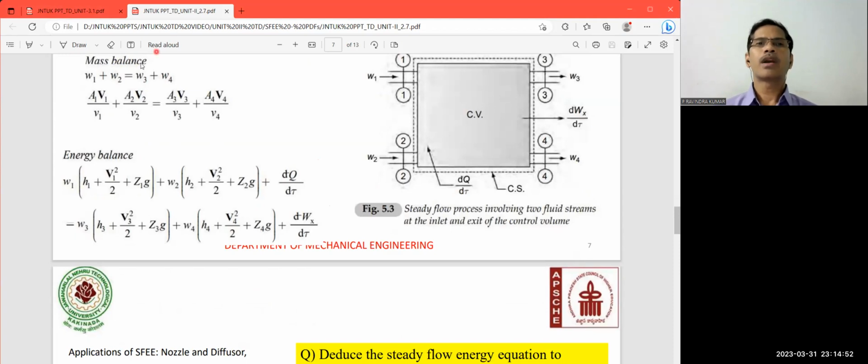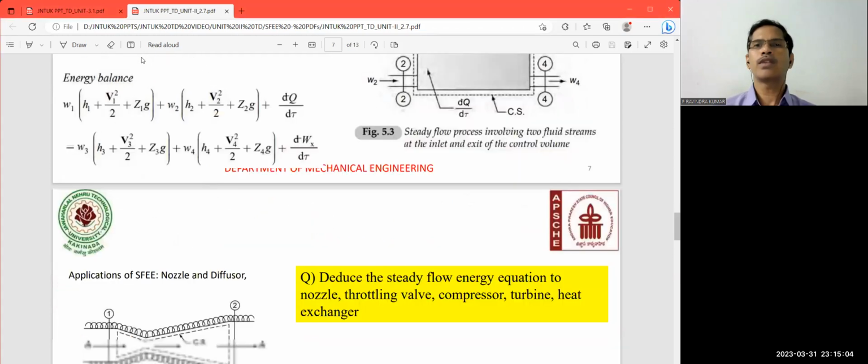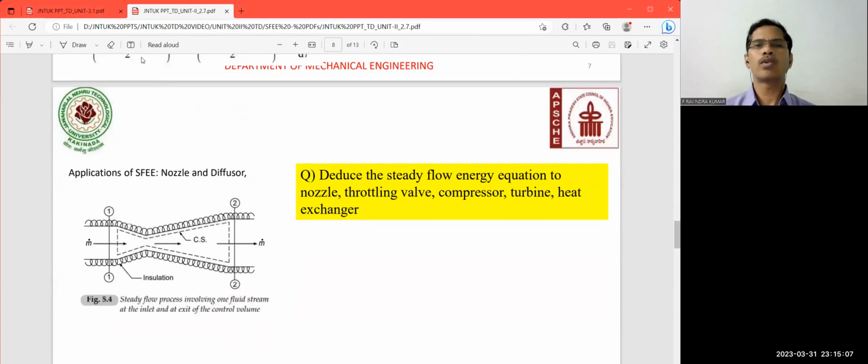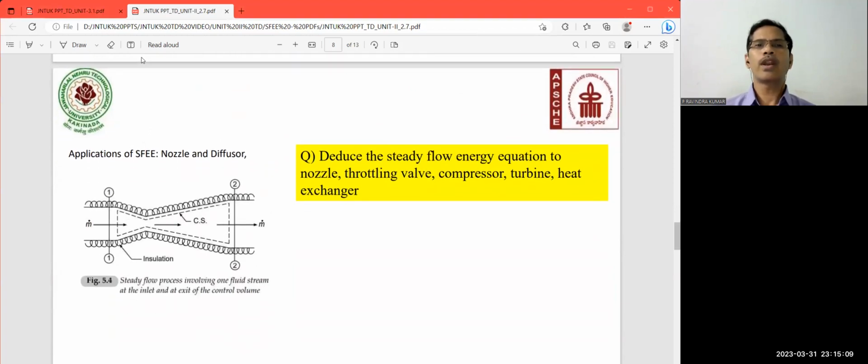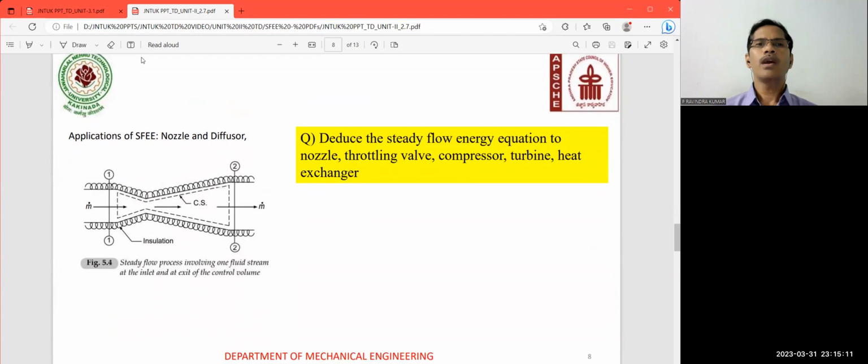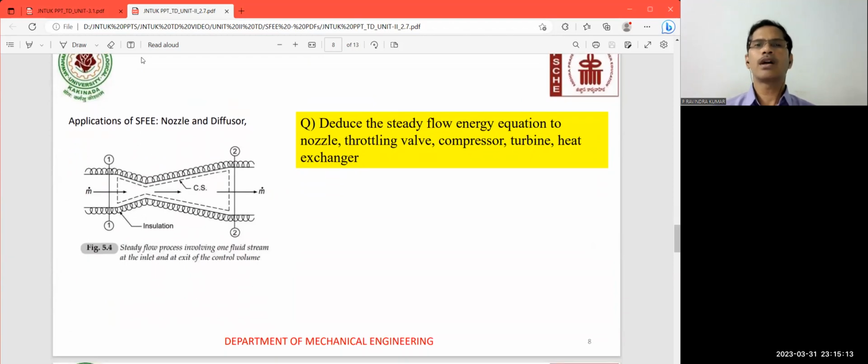And the inexact differential, that is d bar q by dt and d bar w by dt. So this is d bar q by dt and this is d bar w by dt. So this is nothing but the steady flow energy equation for two inlets and two outlets. When you apply the steady flow energy equation, what are the expressions that you are going to get?